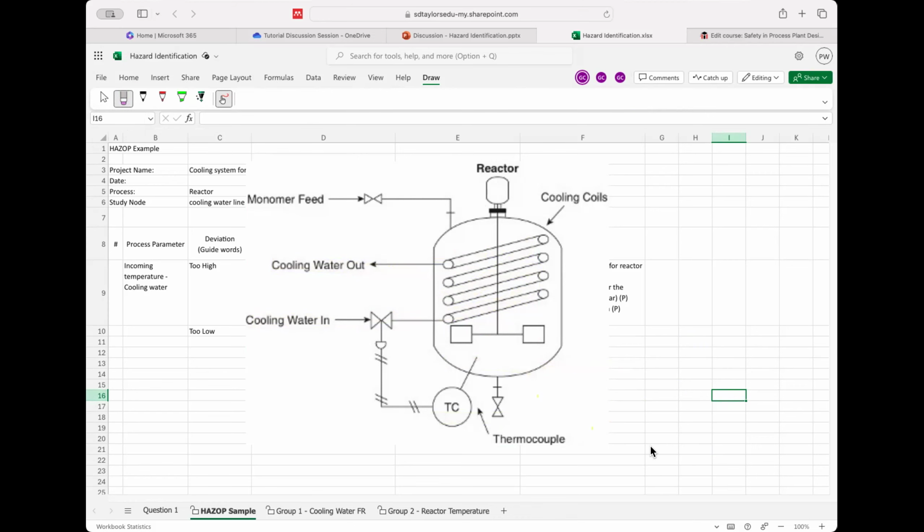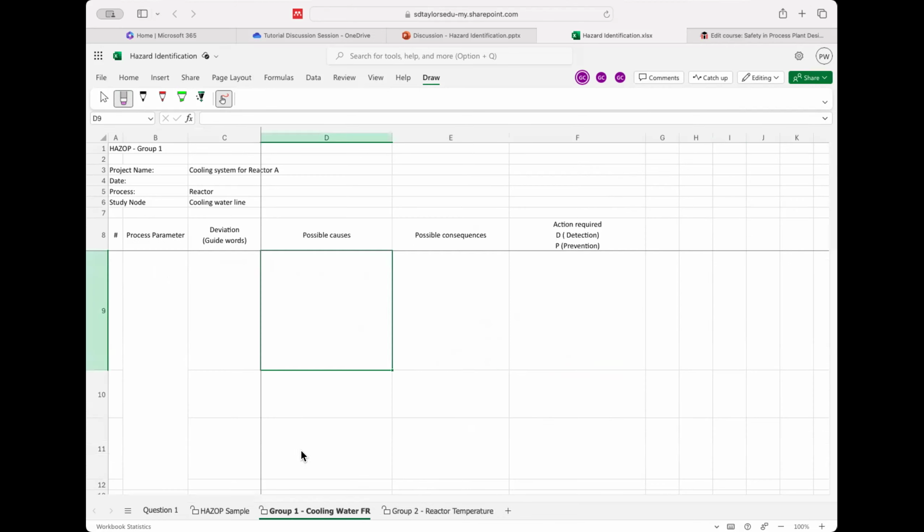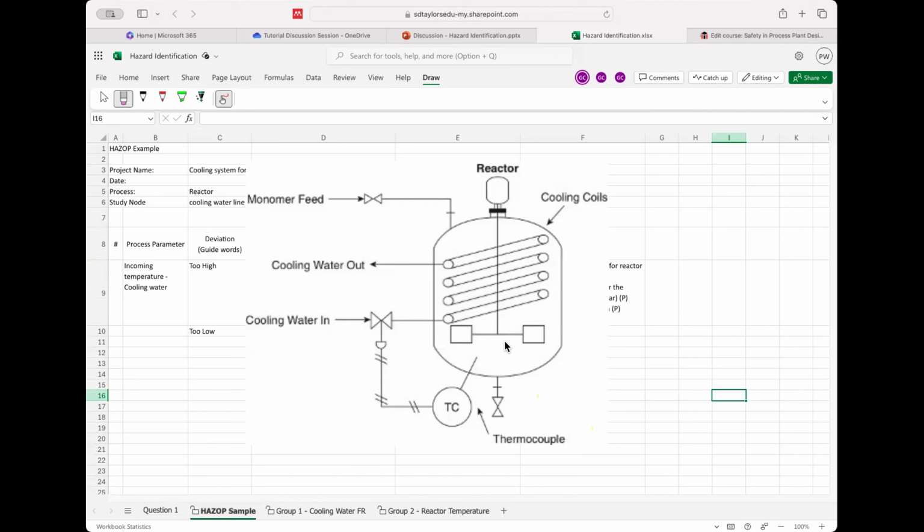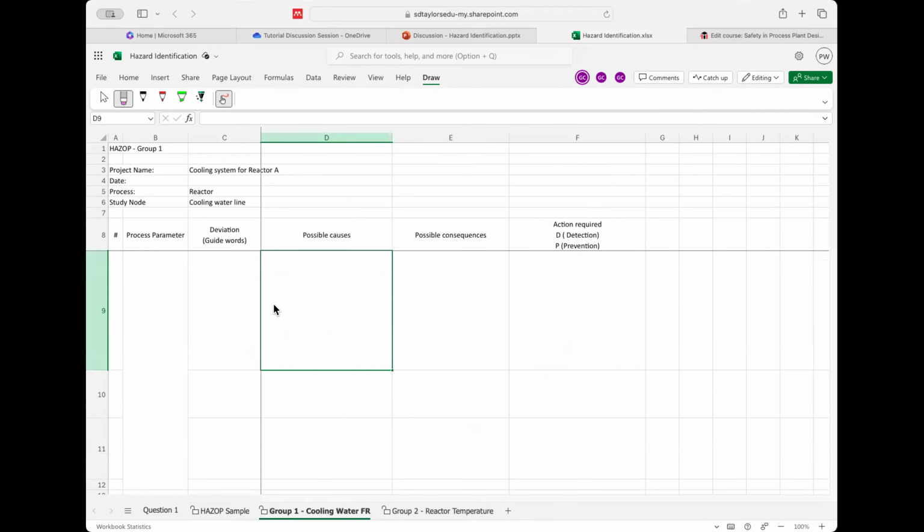So now what I want you all to do is, I'm going to split you all into two groups. Let me see how many people we have today. Okay, six of you, three in a group. Group one, you will focus on the cooling water, in and out. Group two, you will focus on the reactor temperature, to run a simple HAZOP. The process parameter here, you can choose what you want to do.